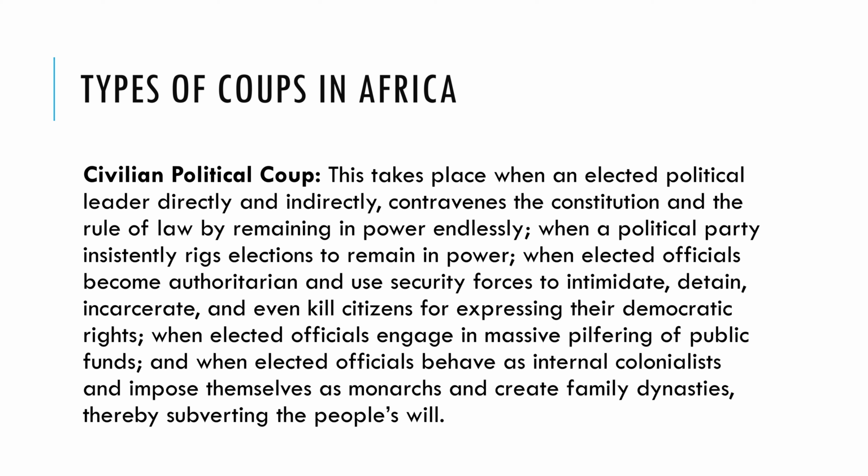On the other hand, a civilian political coup takes place when an elected political leader directly or indirectly contravenes the constitution and the rule of law by remaining in power endlessly, when a political party insistently rigs elections to remain in power, when elected officials become authoritarian and use security forces to intimidate, detain, and incarcerate, and even kill citizens for expressing their democratic rights, when elected officials engage in massive pilfering of public funds, and when elected officials behave as internal colonialists by imposing themselves as monarchs and creating family dynasties, thereby subverting the people's will.